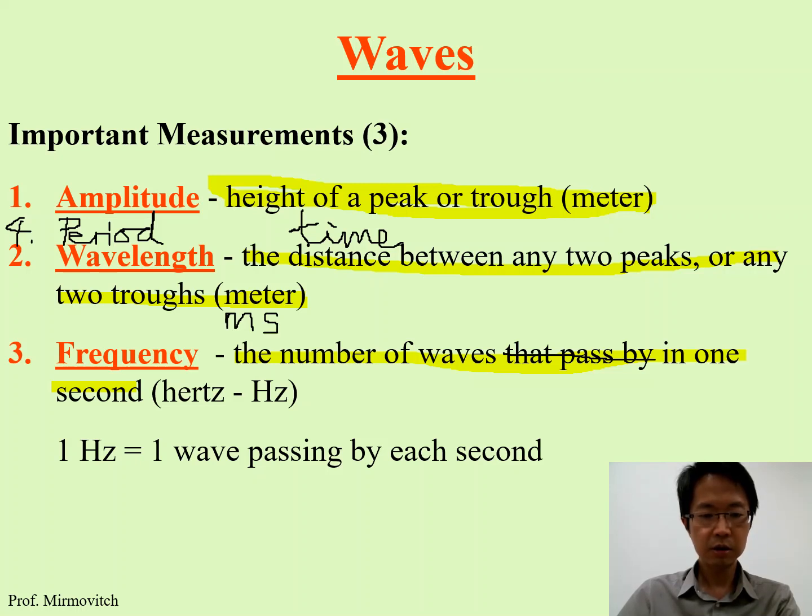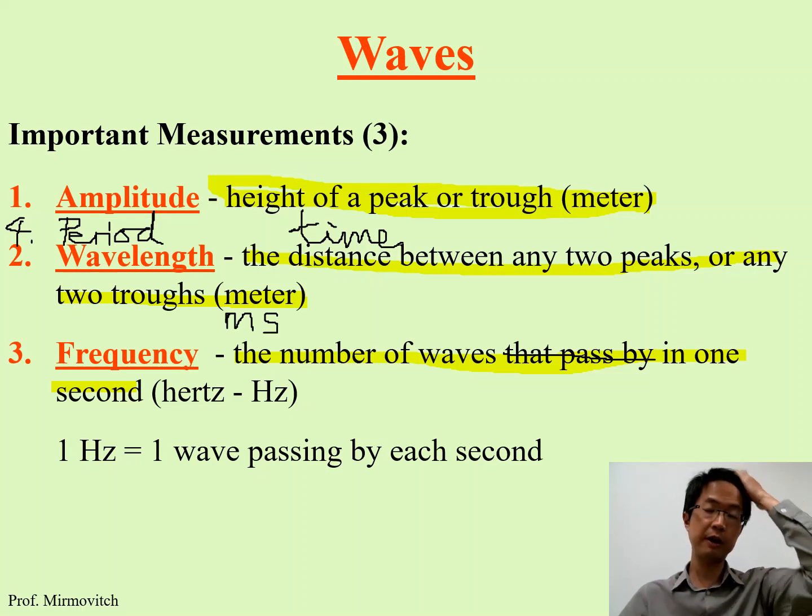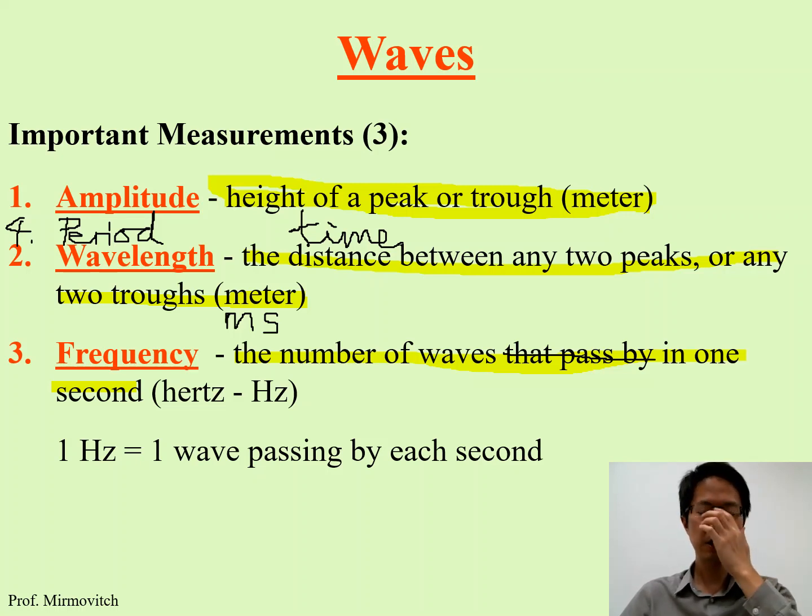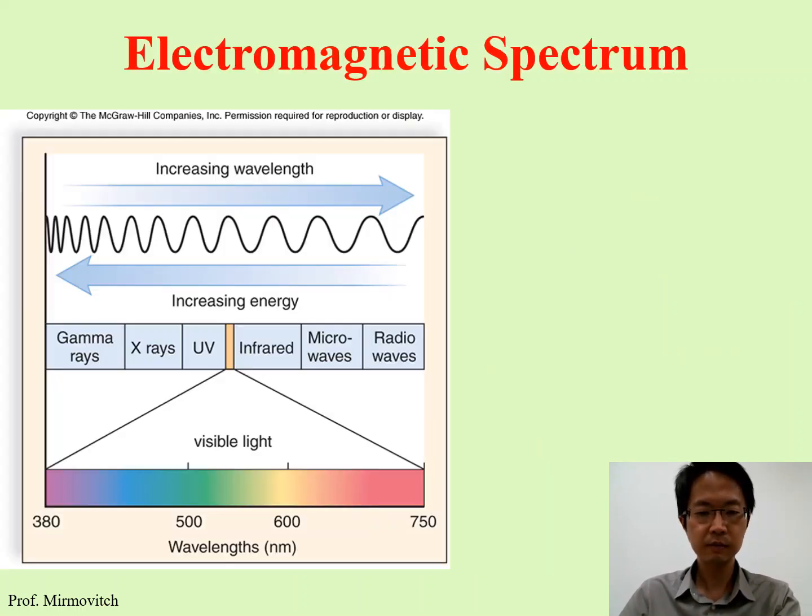So the definition of wavelength and period, they are very similar. We just change the distance into time and change the unit from nanometer to millisecond.